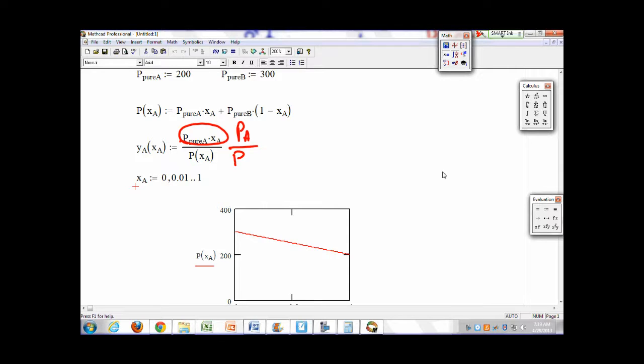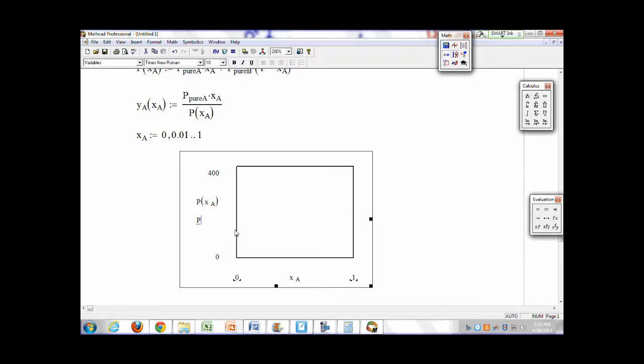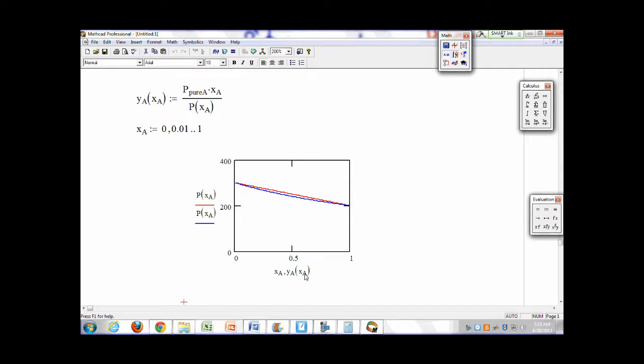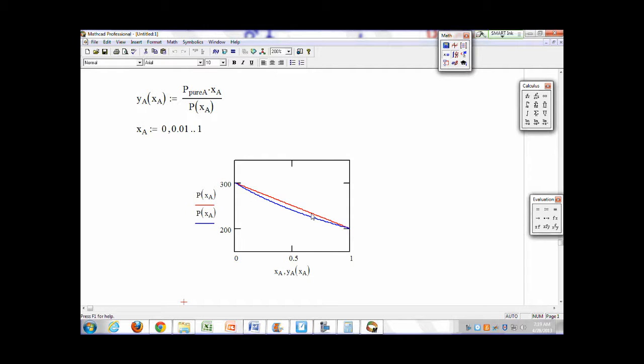Okay, so if I were to add that, I can plot partial over total pressure, again same thing, but this time I'm going to plot it versus mole fraction of A in the vapor. And this is what I got. Okay, let's zoom in on this a little bit. Let's go from 150 to 350. And there's your graph right there.